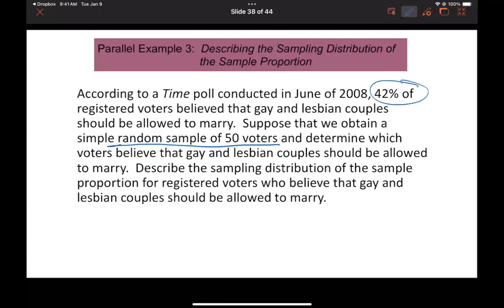So here we go. Our mean sub p hat just equals the population proportion that they gave us. That is our mean. Our standard deviation sub p hat is going to be the square root of the proportion they gave us, times 1 minus the proportion they gave us, divided by our sample size.